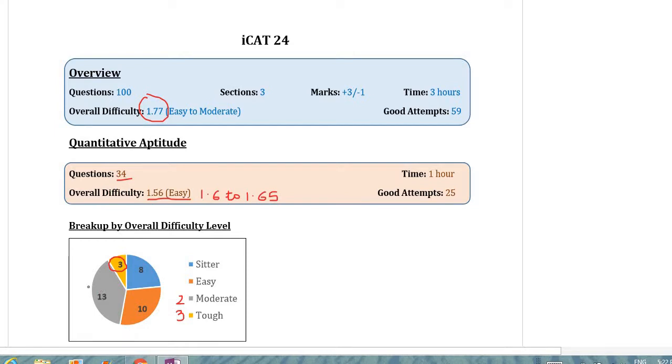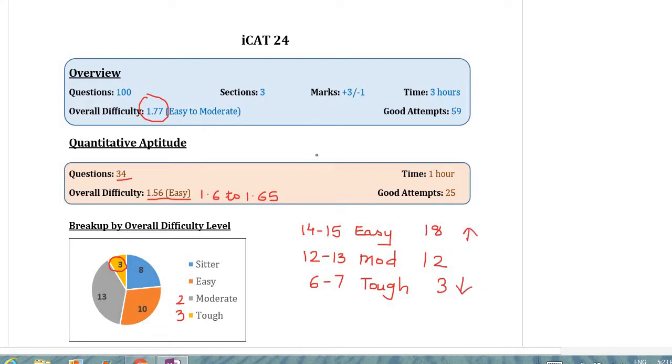13 questions were moderate, which is the typical breakup that you will see in CAT. If you observe CAT, you will see that there are anywhere between 14 to 15 easy questions. Now when I talk about CAT easy questions, they include the sitters as well. So here we have 18. You have somewhere around 12 to 13 moderate questions, which more or less is matching here. And the remaining 6 to 7 questions are tough, which is slightly less here with 3 questions. So this drop and this increase makes my section slightly easier compared to CAT.